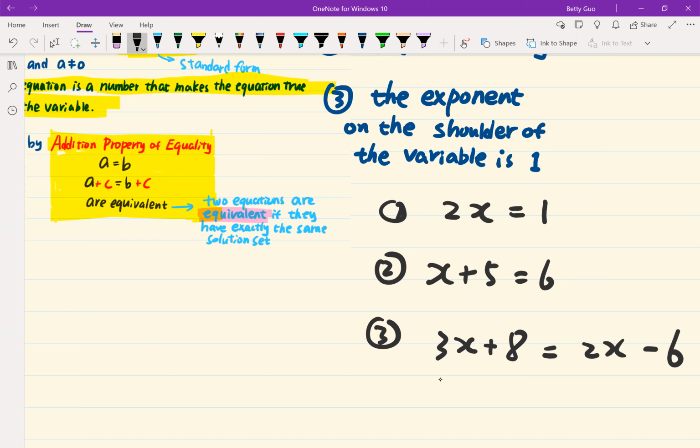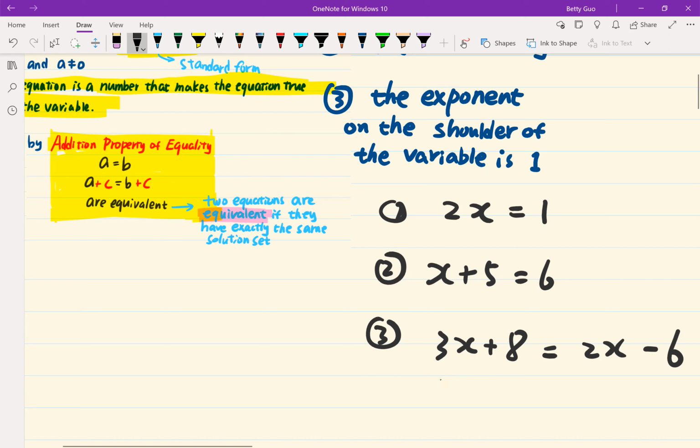Okay. Number 2, look at this expression. This is an equation. One variable only. The exponent on the shoulder of variable x is 1, right? Number 3, equation, one variable. You see x appears twice, but that's only one variable, right? And wherever x appears, the exponent on the shoulder of x is 1. So those equations are all linear equations in one variable.